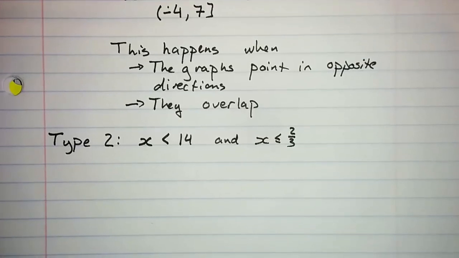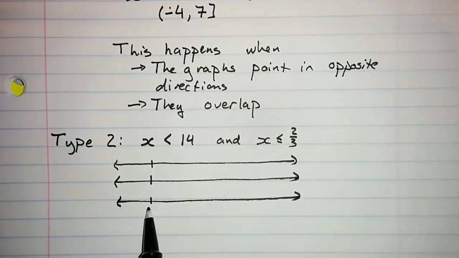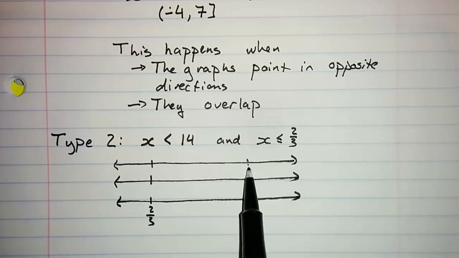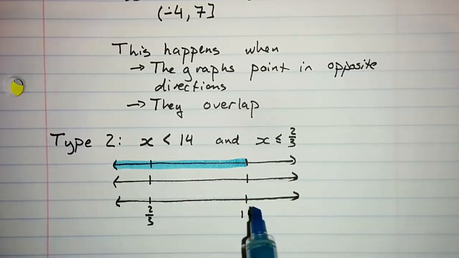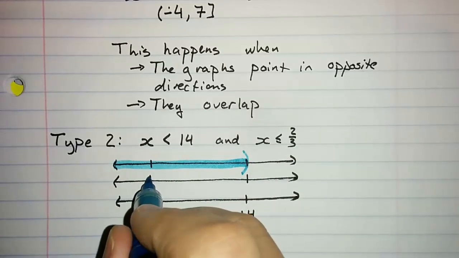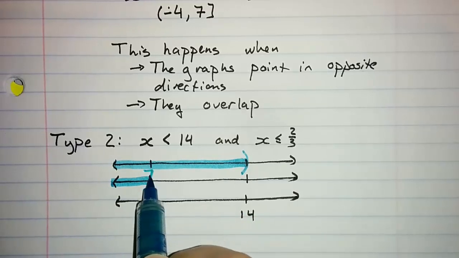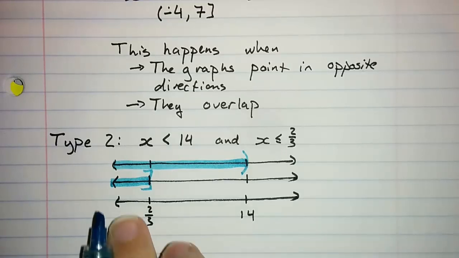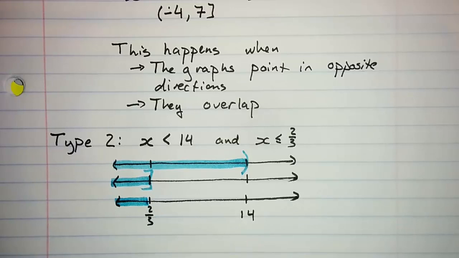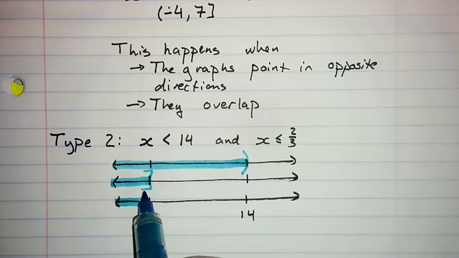The second type has, as an example, x is less than 14 and x is less than or equal to 2/3. So again, here's 2/3, here's 14. X is less than 14, we start at 14 and go to the left. X is less than or equal to 2/3, we start at 2/3 and go to the left. Where do they overlap? Well, they overlap in this part over here. And the actual point 2/3, well, it's on this ray and it's on this ray. So that's part of the overlap too.